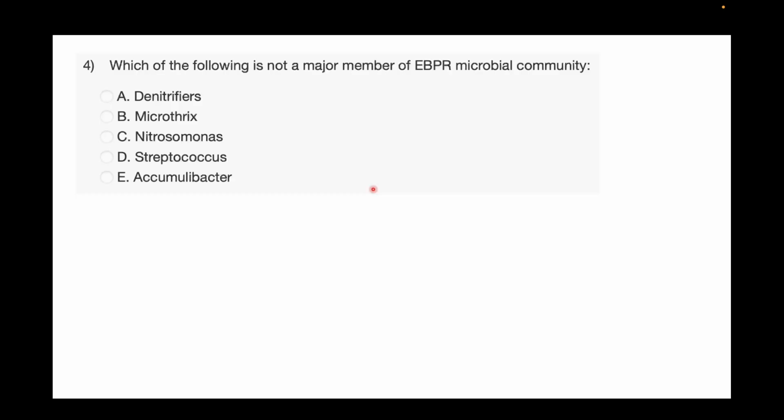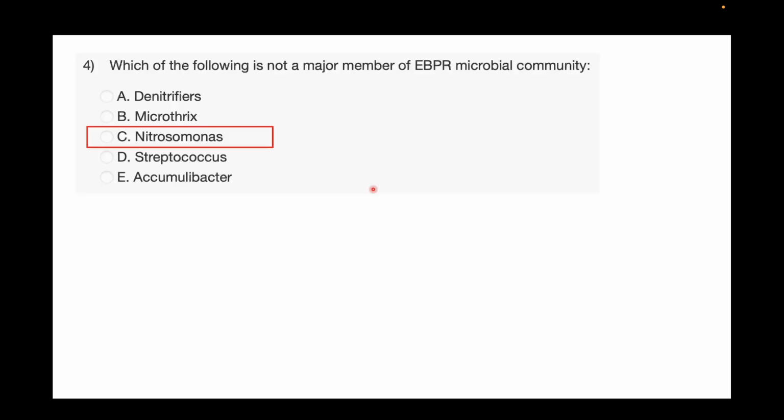Not a major member of EBPR microbial community is option C, Nitrosomonas. Nitrosomonas is the correct answer. Although Streptococcus also seems to be a correct answer, so I would say this question is a little bit dicey, it can have two correct answers, because Streptococcus is also not a part of EBPR microbial community. But definitely not Nitrosomonas, because Nitrosomonas is involved in the nitrogen cycle as a nitrifying bacteria.